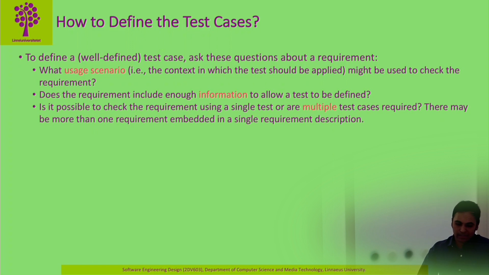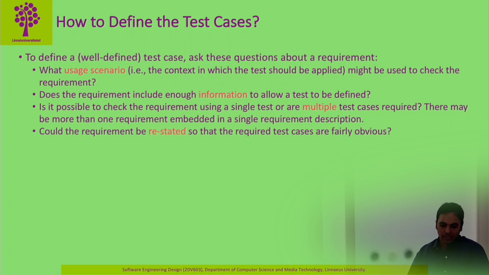Then also, is it possible to check the requirement using a single test, or do you need multiple test cases? If there is a need for multiple test cases, that means your requirement can be broken down into sub-requirements, because you have multiple embedded requirements in a single requirement. And can the requirement be restated so that the test case obviously works? You have to make sure that if you change the way you write your requirement, while keeping the objective the same, it does not change the test case. So the test case should be one, but it can be applied to a requirement that can be written in many ways.